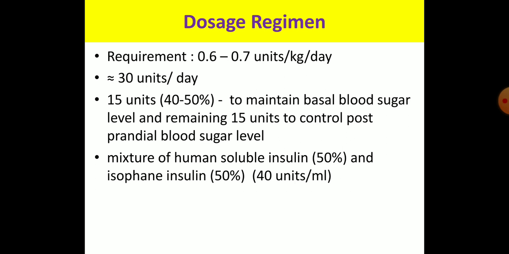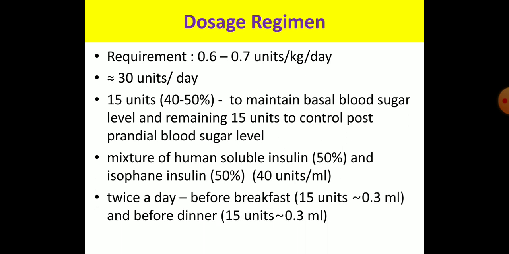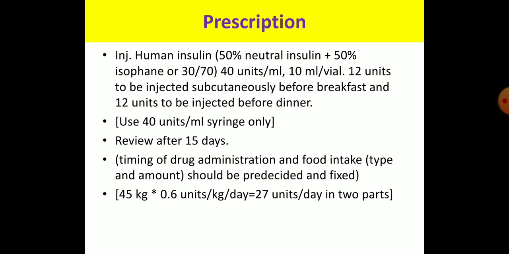Okay. So 15 units have to be administered before breakfast, and 15 units before dinner. So in dosage, 0.3 ml before breakfast and 0.3 ml before dinner. Okay. Now this is the detailed calculation about this prescription, and patients should also be instructed about the timing of the drug administration, timing of the food intake, type of the food intake, amount of the food intake, okay, and review after 15 days.